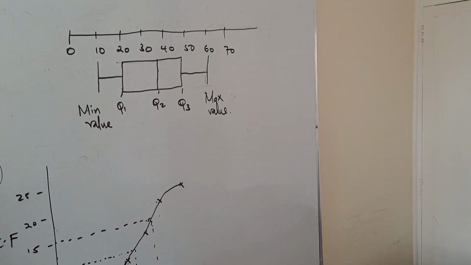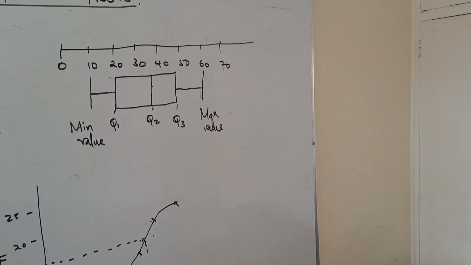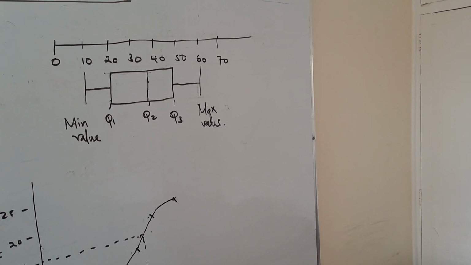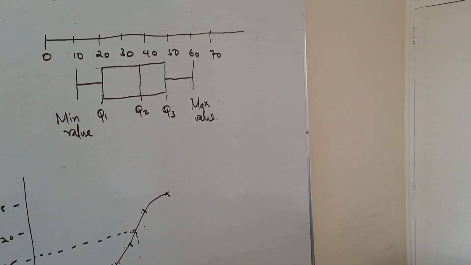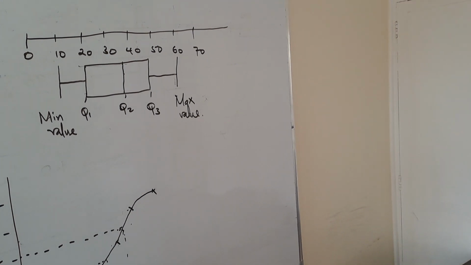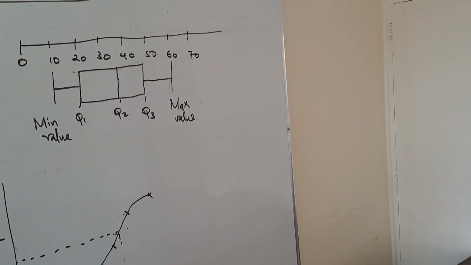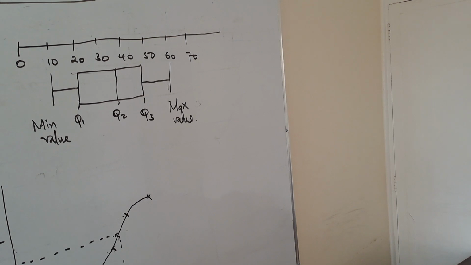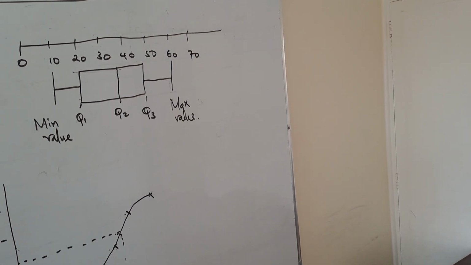And now this is your box and whisker plot for grouped data. In our next video, we are going to explain how you can calculate the lower quartile, upper quartile and median when your data is not grouped.